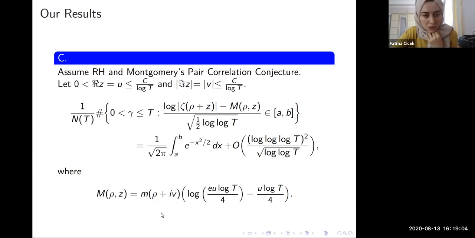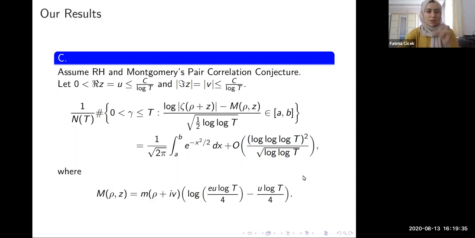Here, m(ρ+iv) is the multiplicity of a possible zero at ρ+iv. We don't really know if ρ+iv is another zero, but if it is a zero, then that will be the multiplicity here. If it is not a zero, then m_ρ(z) will just be 0. And we just have m(ρ+iv) times this term here.